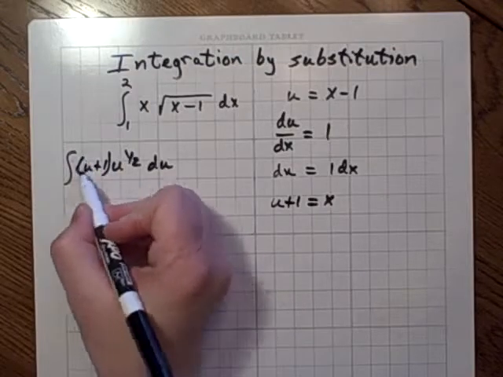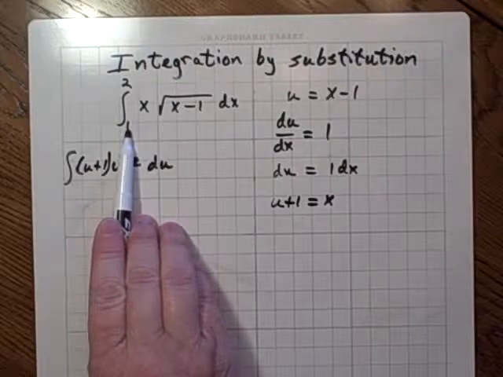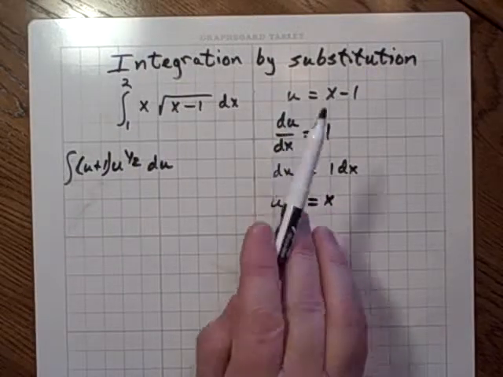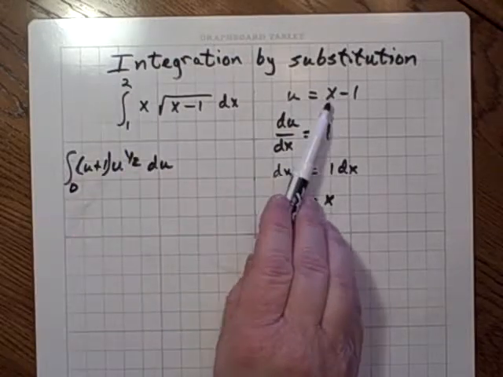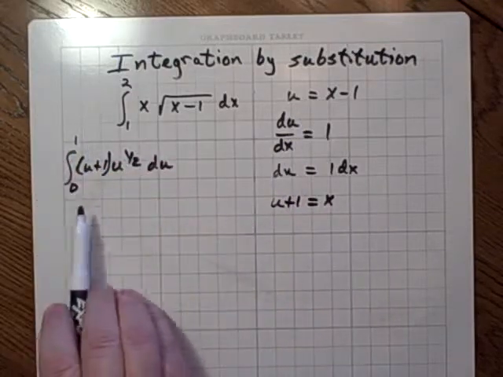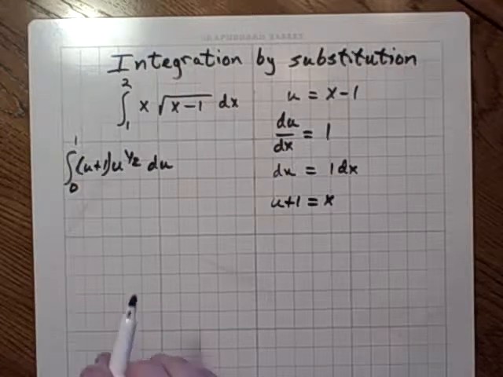As is common, we'll then have to look for the new limits of integration. If these refer to x, I put a 1 in here, and u becomes 0. If I substitute a 2 in for x, of course u becomes 1. And we have our new limits of integration that refer to the new variable u.